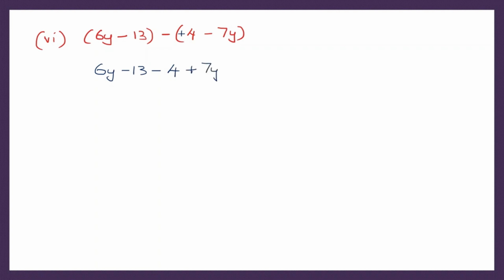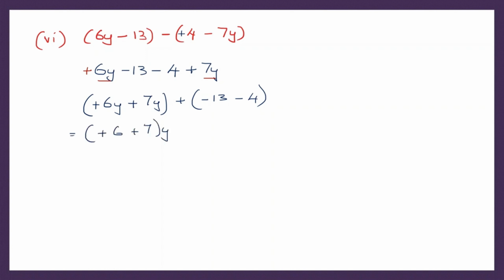So we have like terms 6y and 7y. Let's put them together. So this is plus 6y, plus 6y plus 7y, plus minus 13 minus 4. This is plus 6y plus 7y, and this we can solve it. Minus 13 minus 4, and signs are the same, put the same sign and add. 13 plus 4 is 17.